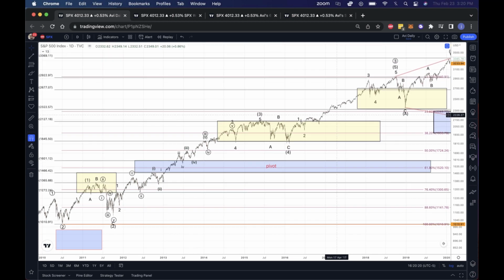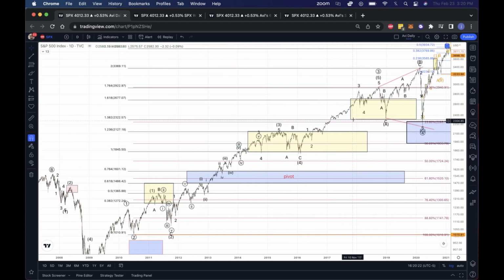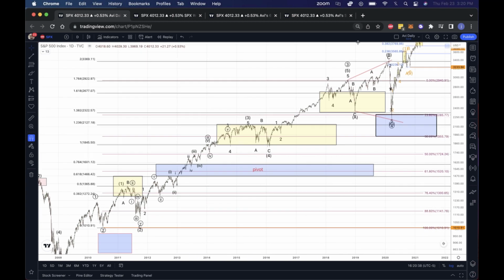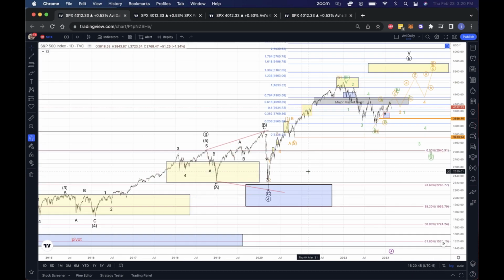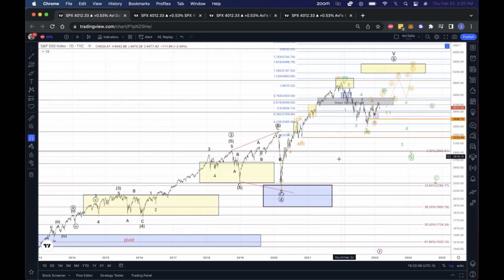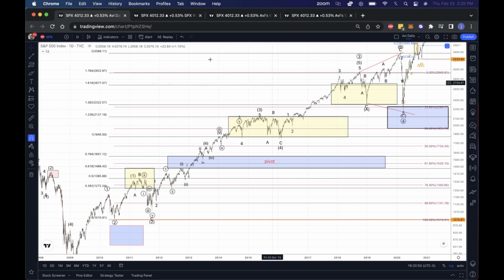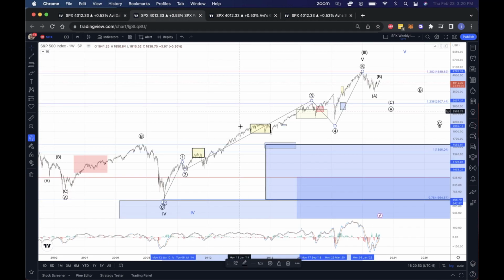We get our pullback in the 4 of 3, and then we get our 5th of 3 higher up to our standard target region for this, which is the 1.382 to 1.618. So that means that our third wave is expected to be 38.2% to 61.8% larger than the initial wave 1. We get our next consolidation in the overall wave 4 off of the 2009 low, and then we get our 5th wave higher. So you can see that structure here plays out at all degrees.